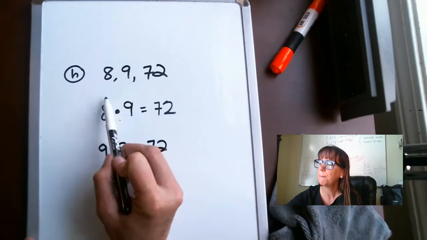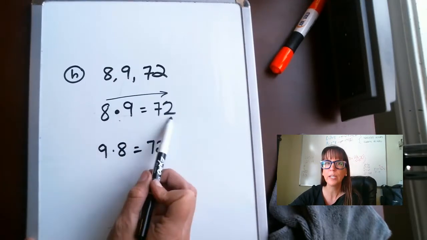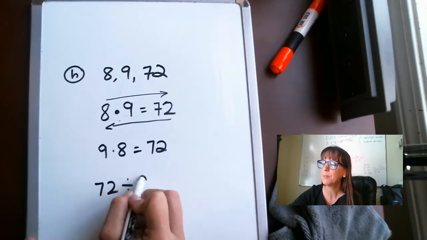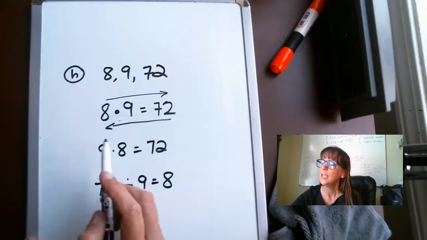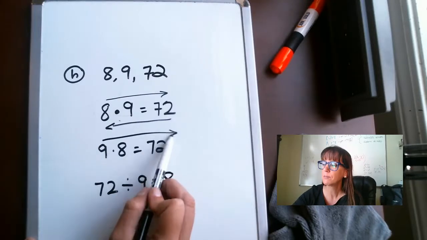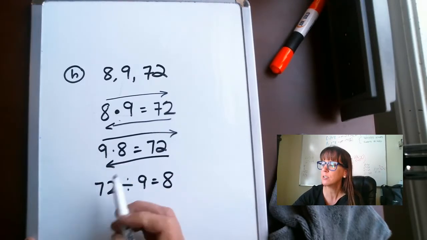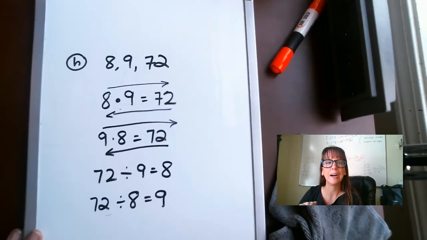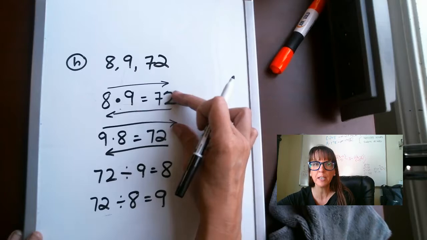And if we multiply in this direction, we divide in this direction, which means we have 72 divided by 9 equals 8. If we multiply in this direction, we divide in this direction. So we also have 72 divided by 8 equals 9. So there are your 2 multiplication facts and your 2 division facts.